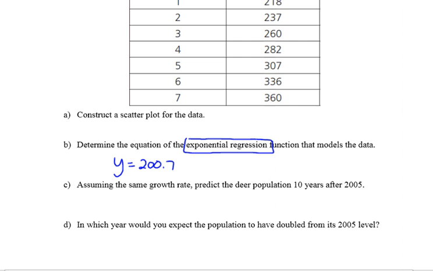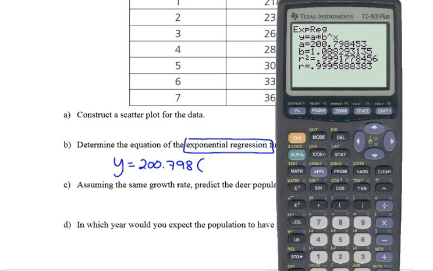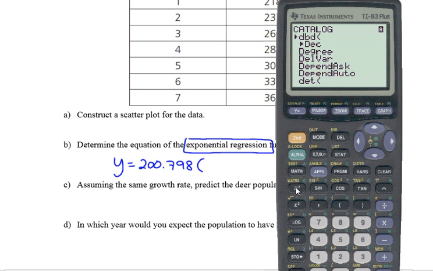Now, in an exponential graph, what does the a value stand for? 200. Yeah? That's because your diagnostics not turned on. So how do we turn on the diagnostics if you want to turn on? You go second, and then go to catalog, and then scroll down to diagnostic on. So you could also just push the D button right here, second catalog D, and then go to diagnostic on, and push enter, and then enter again.